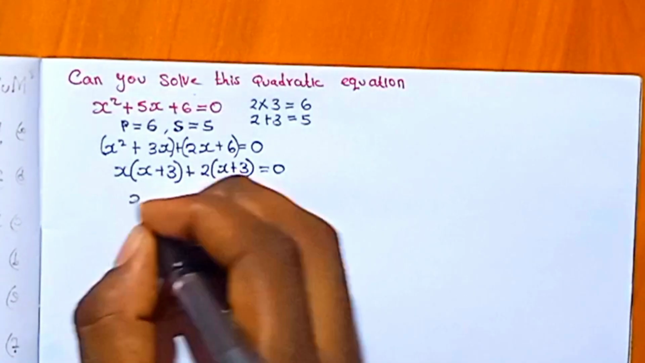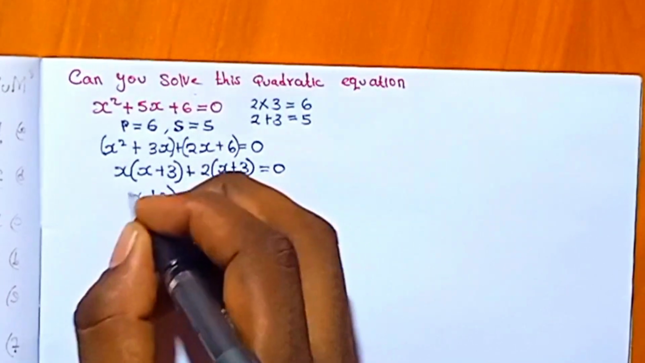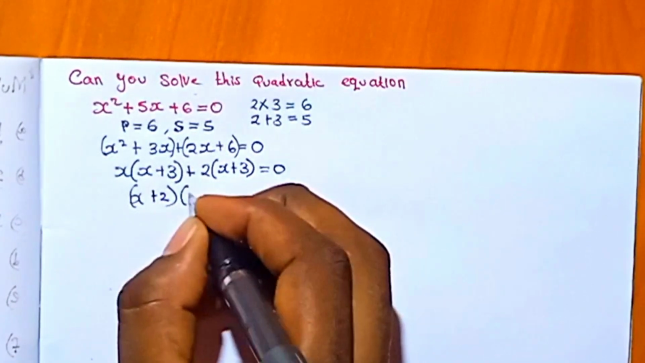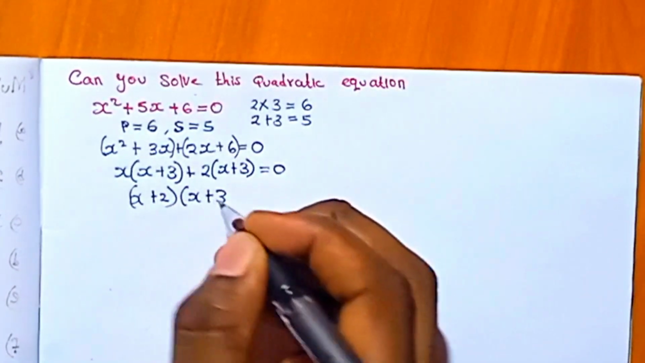So this is what we have, and we are going to regroup this into 2 again. So we are going to have x plus 2 multiplied by x plus 3.